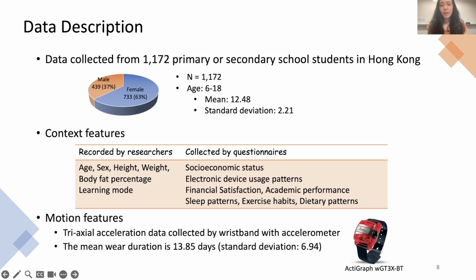The data used in this paper are collected from more than 1,000 students in Hong Kong. The context features collected include physiological features recorded by researchers, such as age and sex. Besides, we also collected background information such as socioeconomic status and electronic device usage patterns via questionnaires. As for the motion features, every participant was assigned a wristband with a thermometer and instructed to wear it except during bathing or showering. The mean wear duration is around 2 weeks.